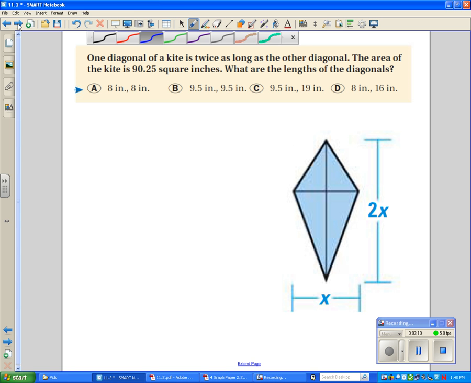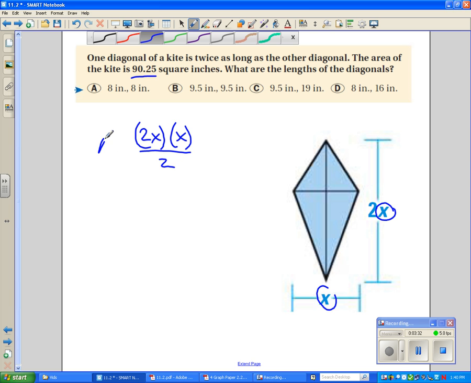Let's go to the next one. Write this problem down in your notes because we're going to need to be able to solve it. Notice we have variables in this case. It says one diagonal of a kite is twice as long as the other diagonal. So that means that there is some part x that both of these diagonals share. And it says the area of the kite is 90.25. Well, the area of a kite is one diagonal times the other diagonal divided by 2.